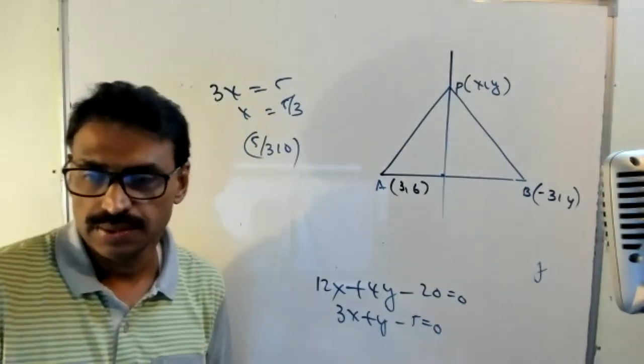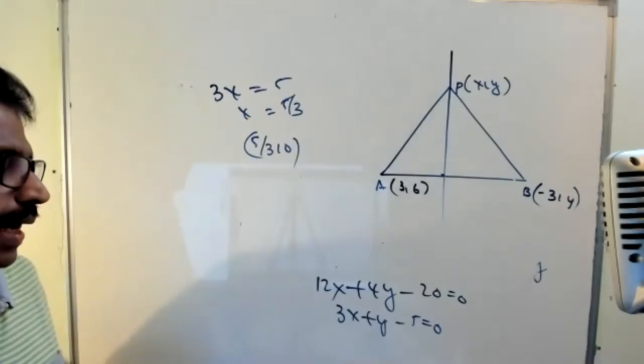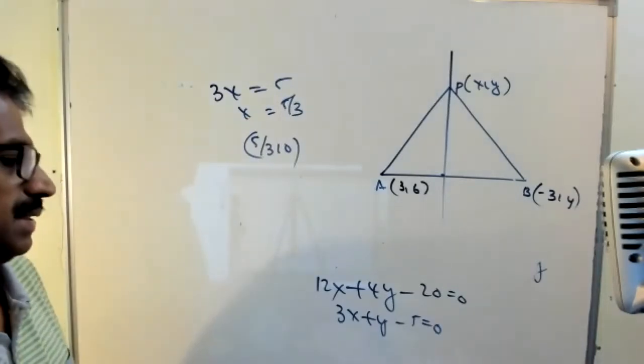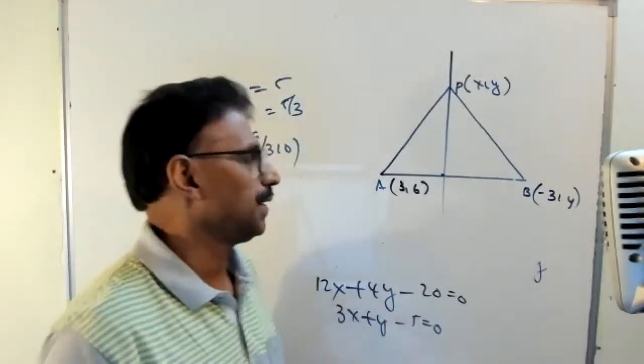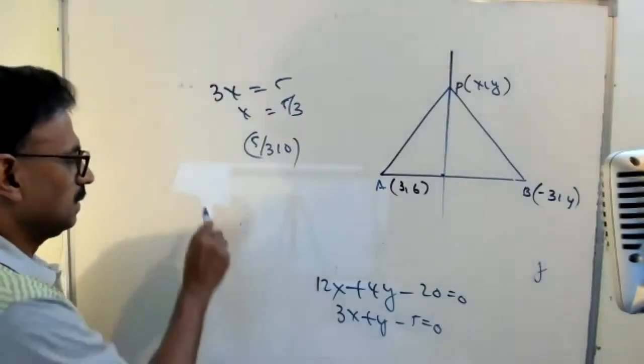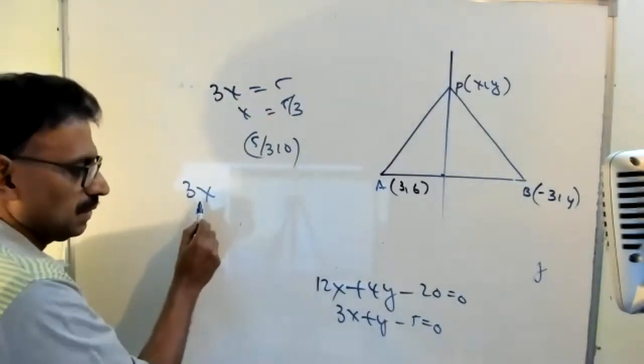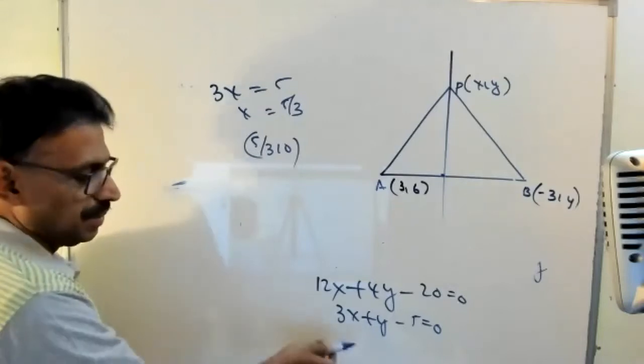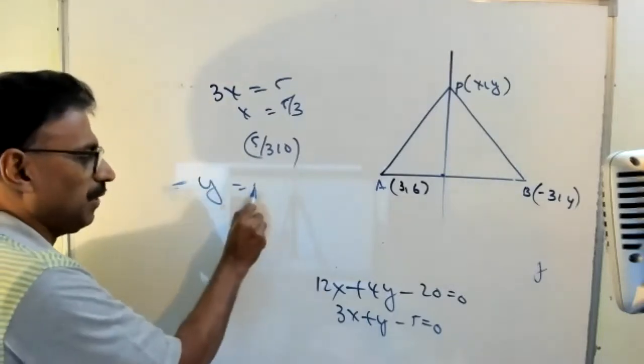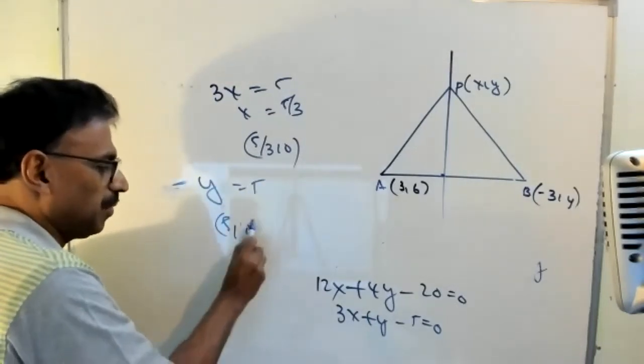Similarly, the line intersects the y-axis. Sorry, intersecting the y-axis means x is 0. So y equal to 5. The coordinate is what? 0, 5.